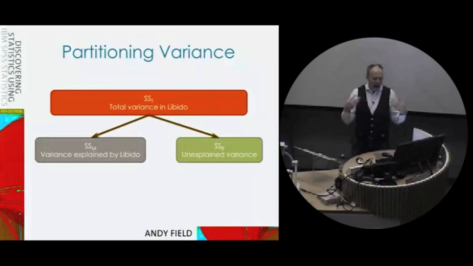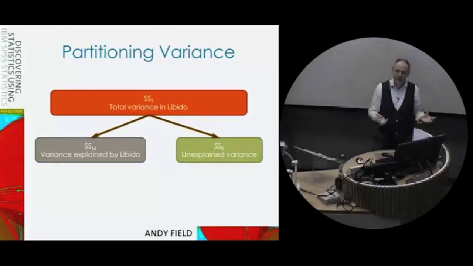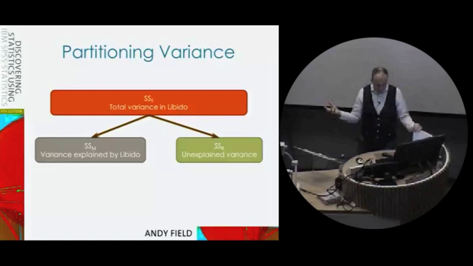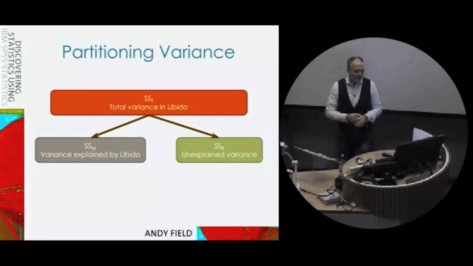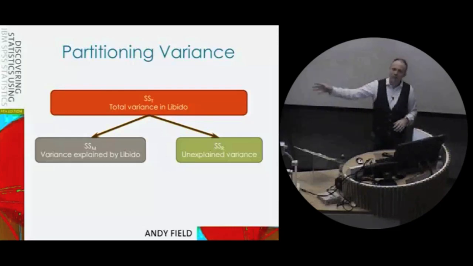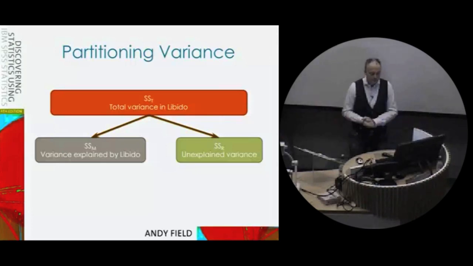So normally when we do an ANOVA, we slice it up into two portions. We slice it up into the variance that can be explained by the dose of Viagra. That shouldn't say libido, that should say variance explained by Viagra. And we've got unexplained variance, so that's error variance that is just explained by things that we haven't measured. So, individual differences between people or whatever.